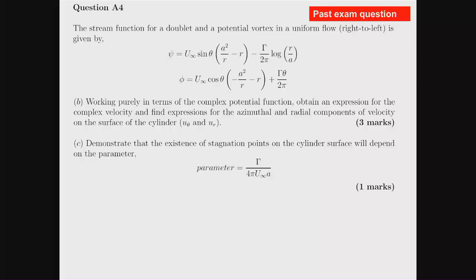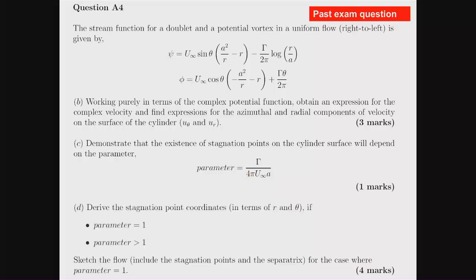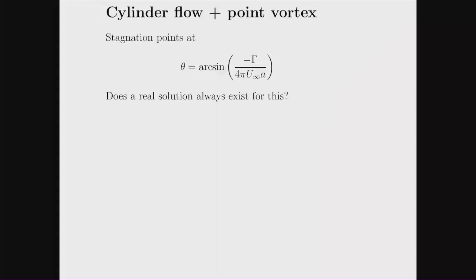Hopefully you have seen that the location of a stagnation point does depend on this parameter, gamma over 4 pi u infinity a. We have looked at when this parameter is greater than 1 and less than 1. And when this parameter is equal to 1, we only have one stagnation point.